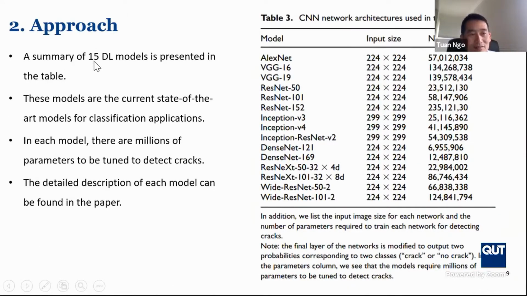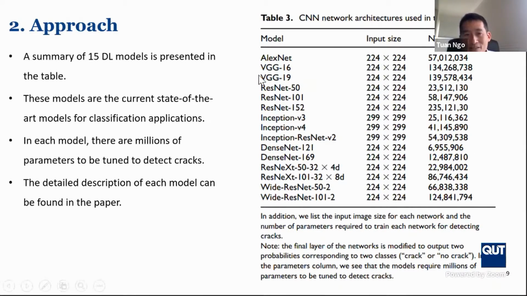So there are many different models, but in this work we summarize 15 deep learning models in this table, going from the top, the quite popular AlexNet. You can see the input size and the number of parameters. Each model contains millions of parameters, as you can see. For example, AlexNet has about 57 million parameters here.